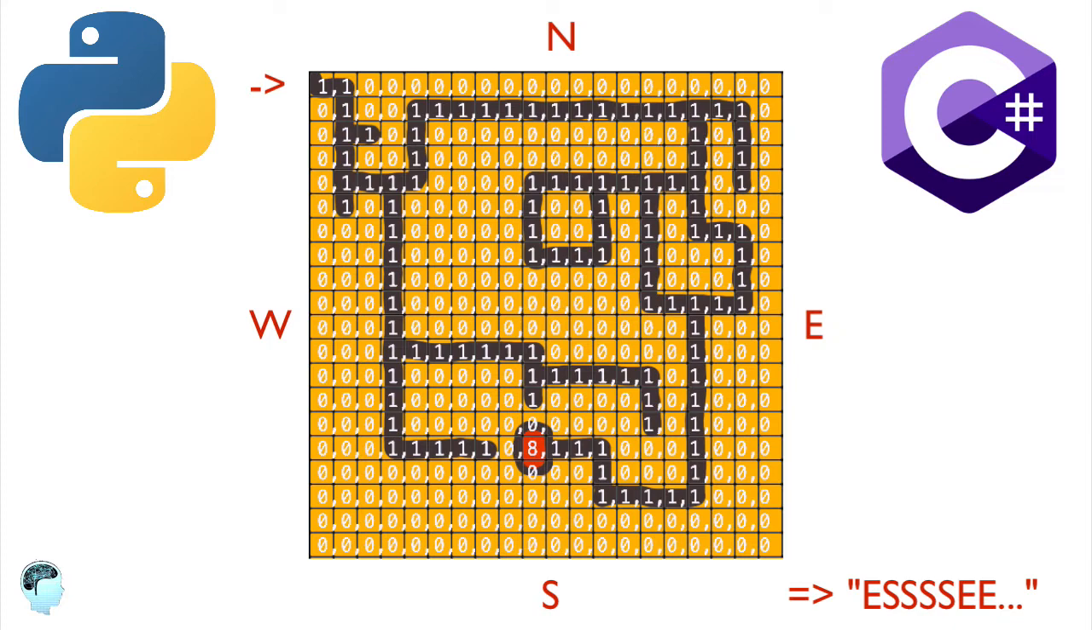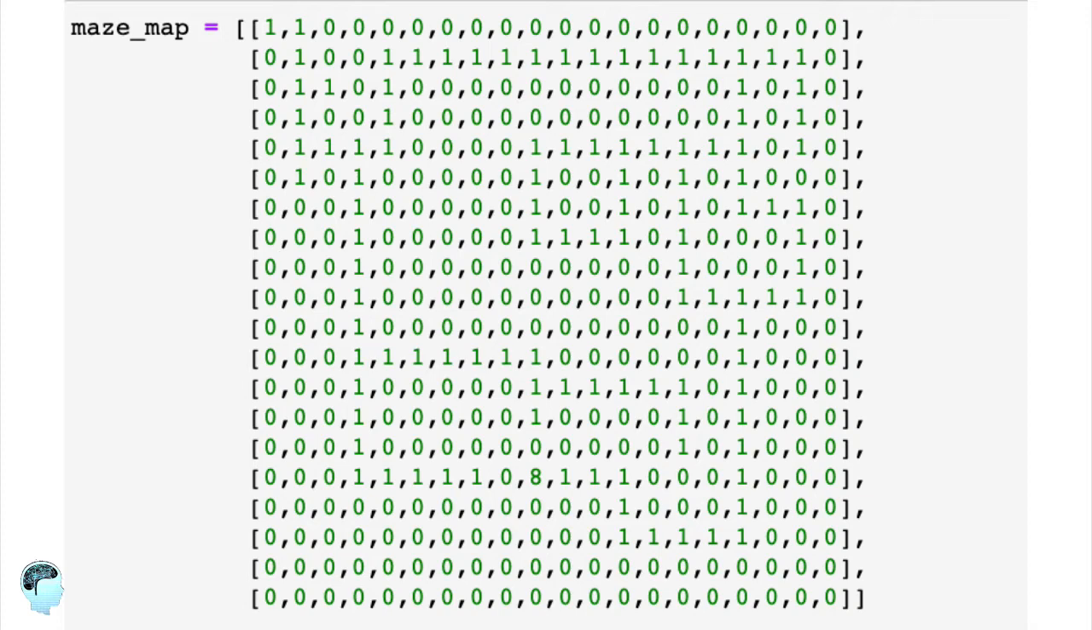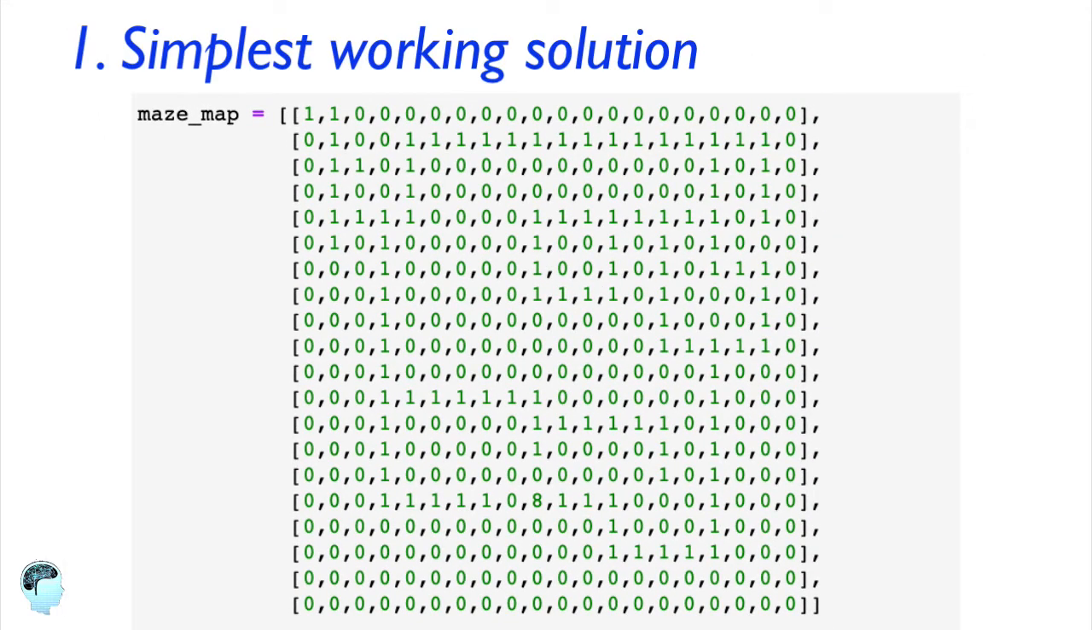So, as beautiful as my little map is to the human eye, the program sees it like this. I will be coding in Jupyter Notebook, and the first thing I will do is create our array. In Python, I will just create a list of lists, like so. My first approach would be to create the simplest working solution, even if that solution is just brute force.